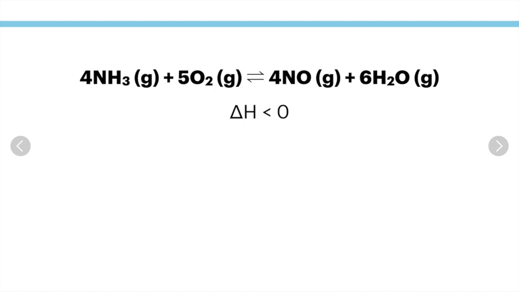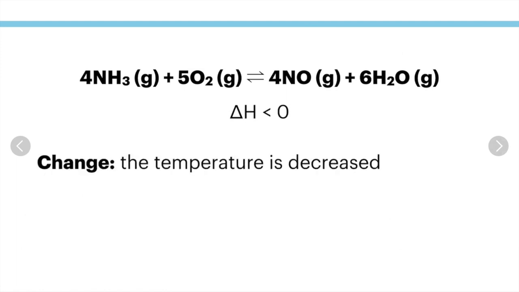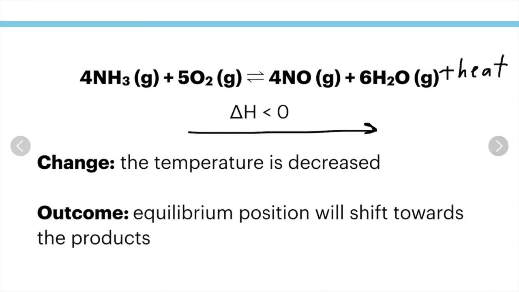The delta H for this reaction is negative, and the change that occurs is the temperature of the surroundings being decreased. The first thing that we should do here is write in heat as a product or reactant. The reaction is exothermic, so heat is a product. So the heat will go here. And next we're going to figure out what will happen because of this temperature change. So if the temperature is decreased, the system will counteract the change by producing more heat and shifting towards the products.